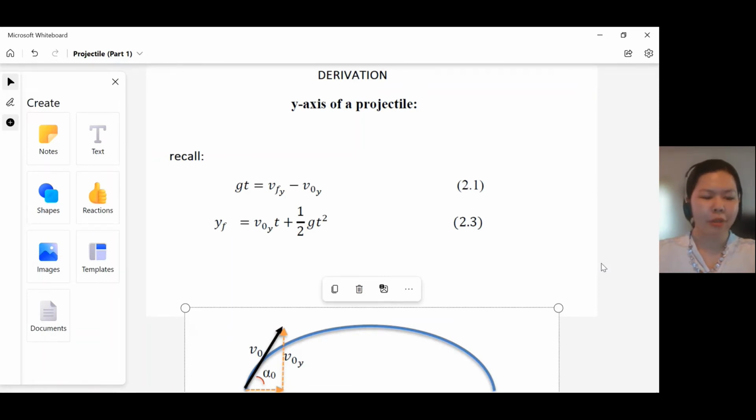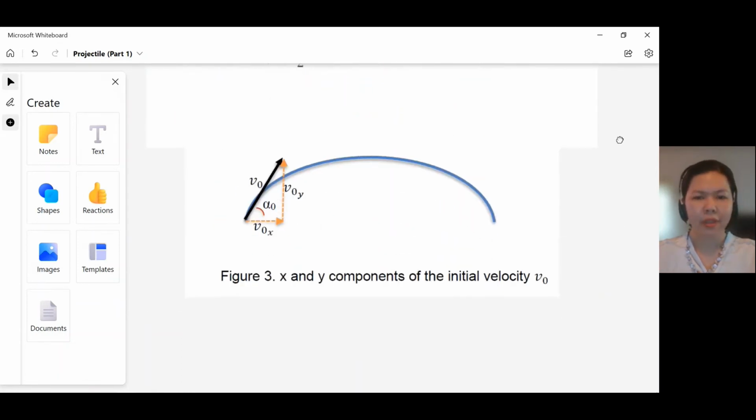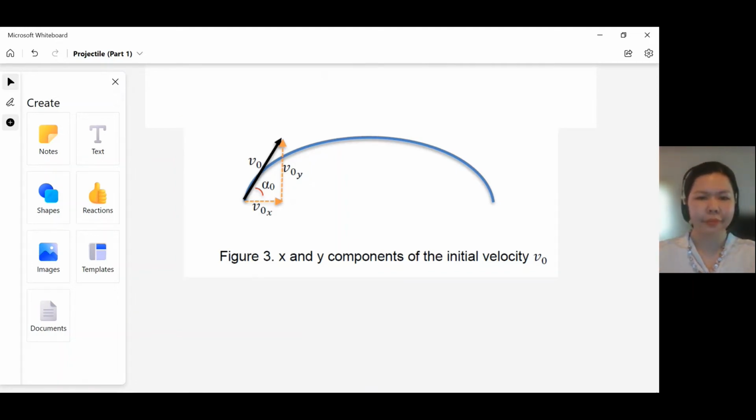We again inspect figure 3 and determine the y component of the initial velocity, or v sub o sub y. Here is figure 3 again, and we are looking at this variable v sub o sub y. Using trigonometric function sine, we have sine alpha, or angle alpha naught, equals opposite side over hypotenuse.